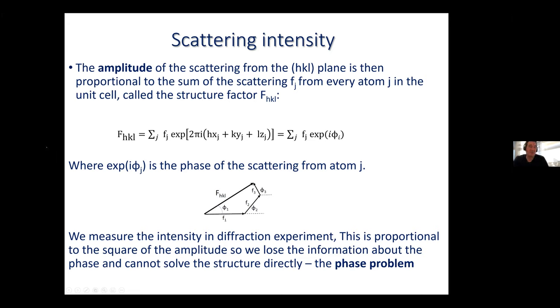the amplitude of the scattering. In a diffraction experiment, we measure the intensity, which is proportional to the square of this. And this is the central problem in crystallography. When you measure the intensity, you want to be able to go back to know what the amplitude is, and from that unravel the many different contributions from the atoms in the unit cell to the scattering.